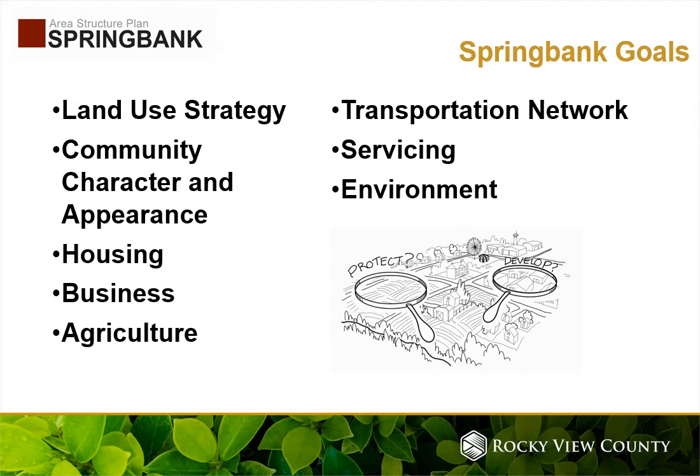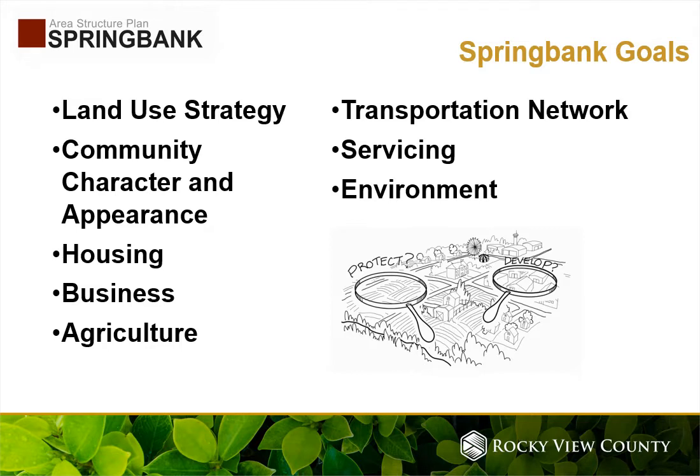There are 16 goals that guide the Springbank ASP. These goals are based on several factors, including policy direction of the interim growth plan, the county plan and the intermunicipal development plan, the existing physical characteristics of the area, and the key issues, constraints, and opportunities identified during the planning process. The goal topic areas are as shown.